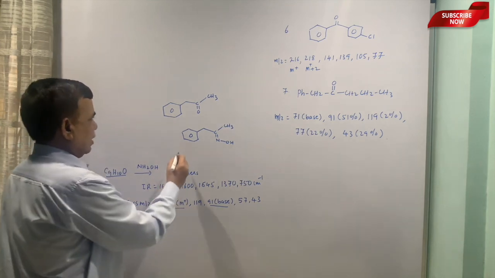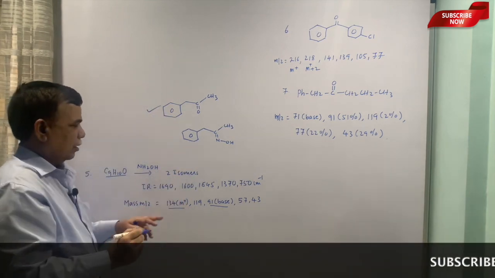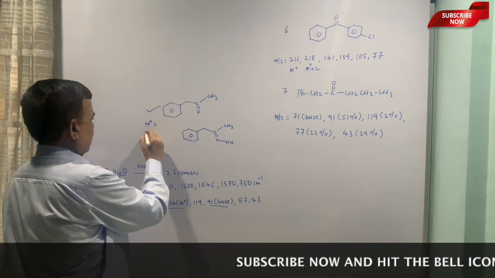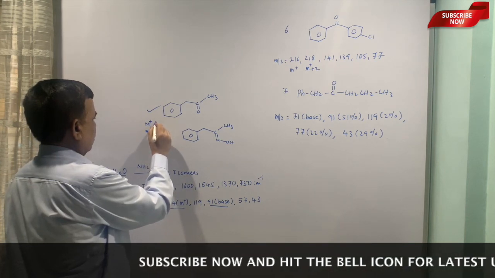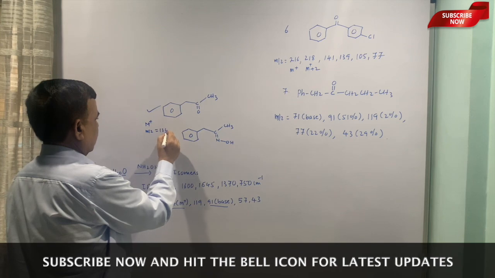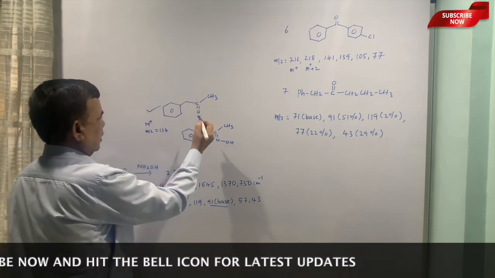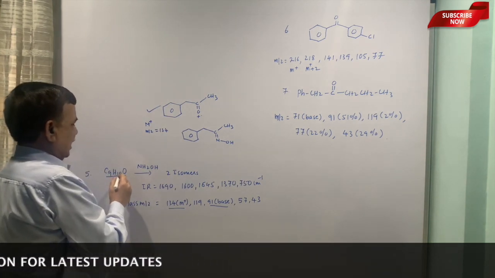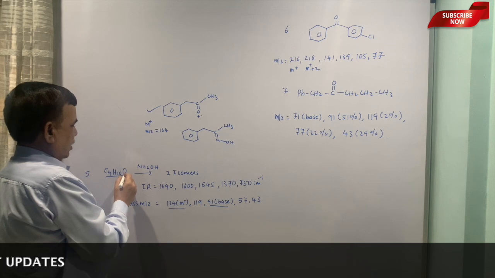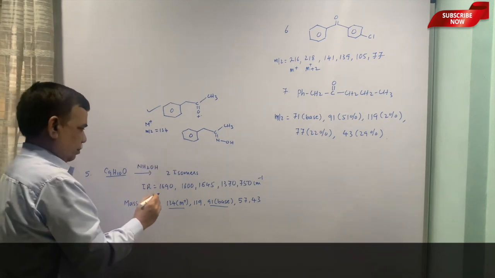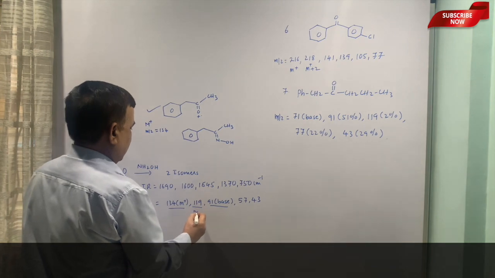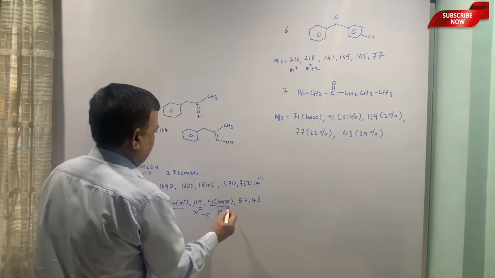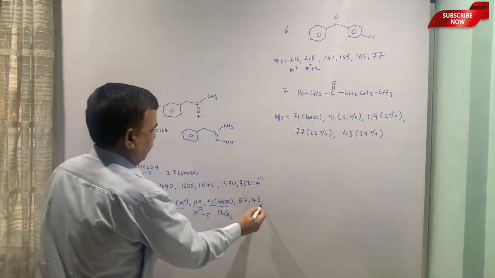134. Now they are asking about this compound, not the product. 134 is M plus of this. M by Z is equal to 134. You can always calculate. C9, that is 108, 118 plus 16, that is 134. 119 is M plus minus 15. This is the tropylium ion. So you have got to have the benzylic group.